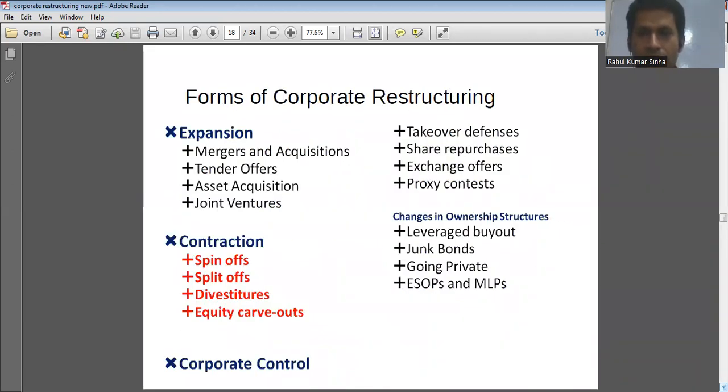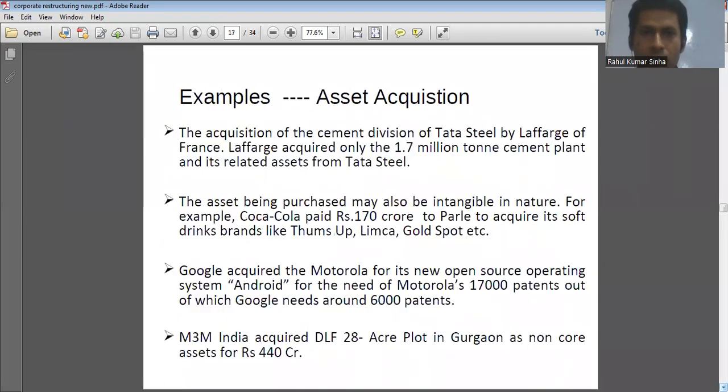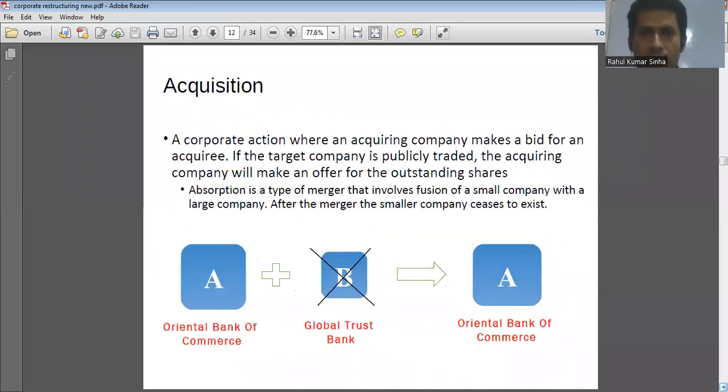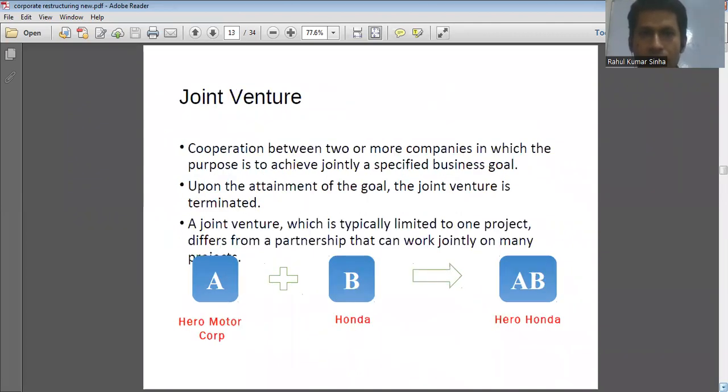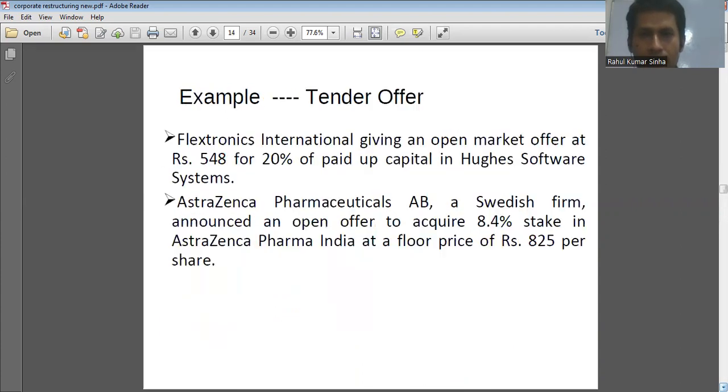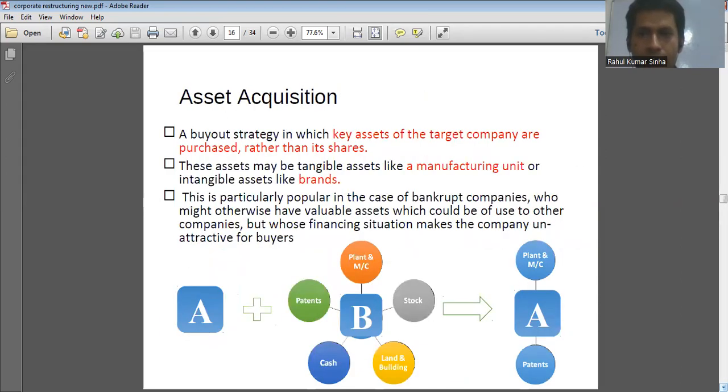So you have seen the ways of expansion. These were the methods through which you have come to know about the merger. Merger is a method to expand your business. Then acquisition, where you are acquiring another company. Joint venture, where you are joining with another company for achieving a specific goal. And then there is the tender offer, where you offer the shareholders to sell their shares at a higher price than the current market price. And then the asset acquisition, where you buy particular assets of the target company and not the shares. Fine. So these are the methods of expansion in the case of corporate restructuring.